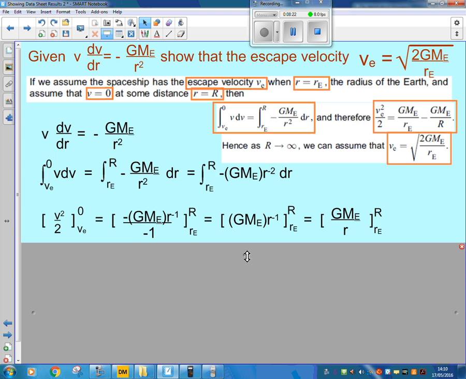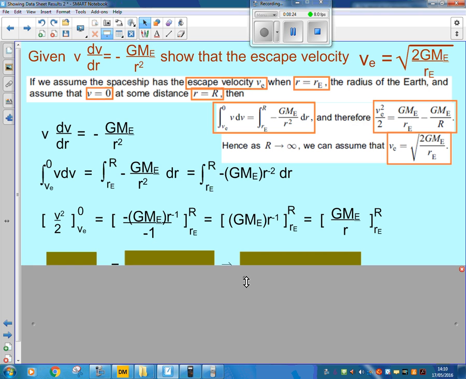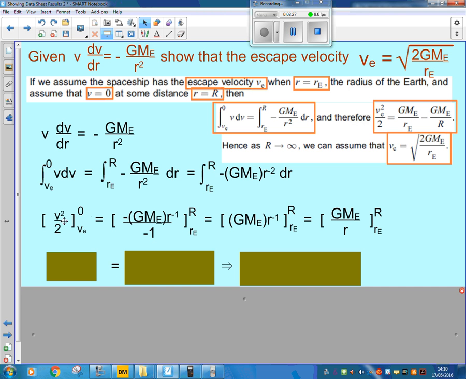Next stage is to slot the limits in. So here, when I put in 0, I get 0 squared divided by 2, which is 0. When I slot in VE, I will get VE squared over 2. So 0 squared divided by 2 is 0, and then I take away VE squared over 2 when I'm using the other limit, because it's always put in this limit, and then take away when we put in that limit. Now let's do the same thing here for this one.